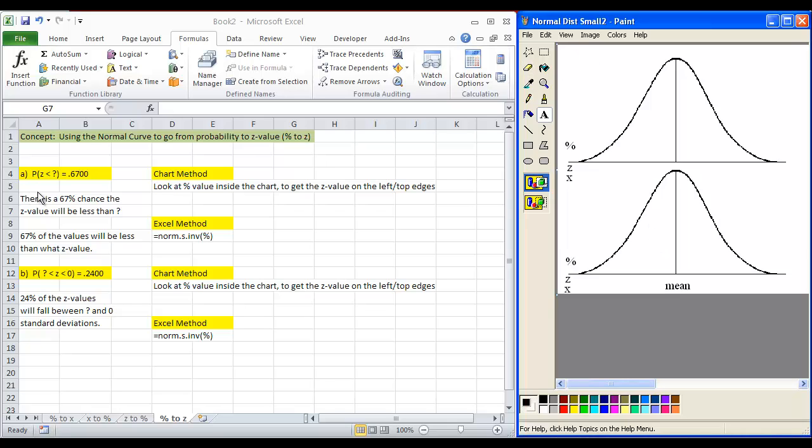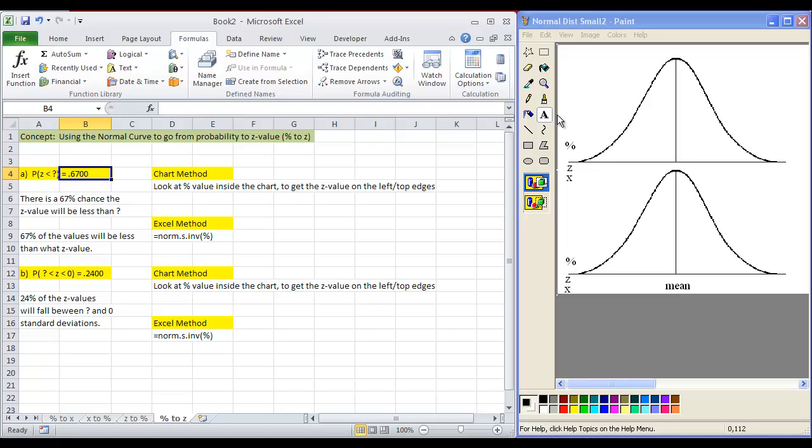So looking at this, let's look at our first example. We're going to go from percentages to z-scores. So what does that look like mathematically? So 67% is going to have a z less than what value? Or we could have read it the other direction. What is the probability z is going to be less than some number, which we need to find out, and that's going to equal 67%. So said a better way, there's a 67% chance the z value will be less than what number?